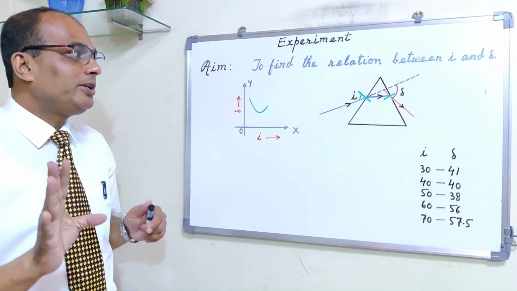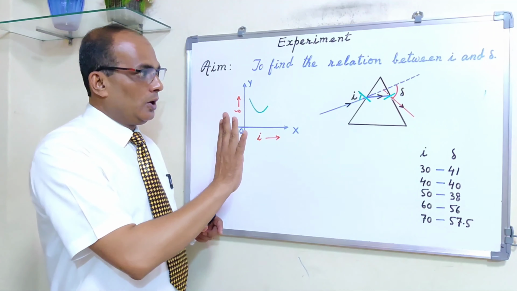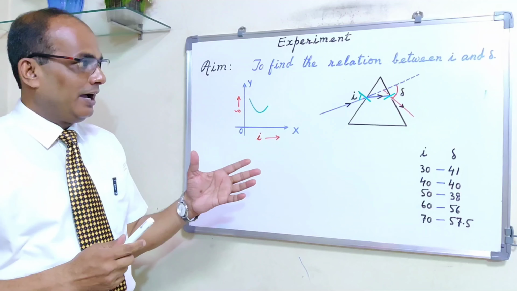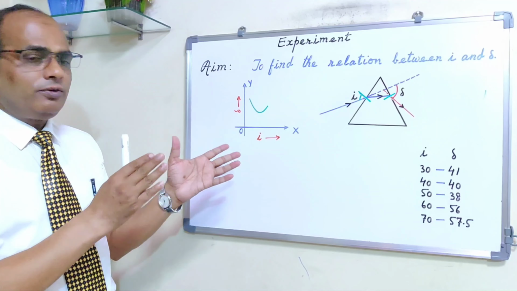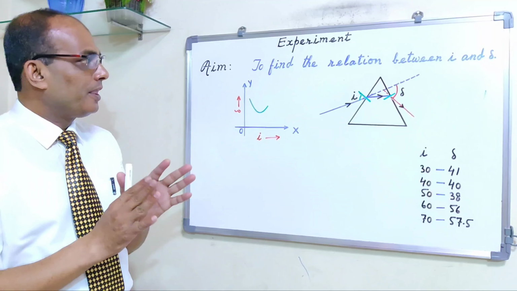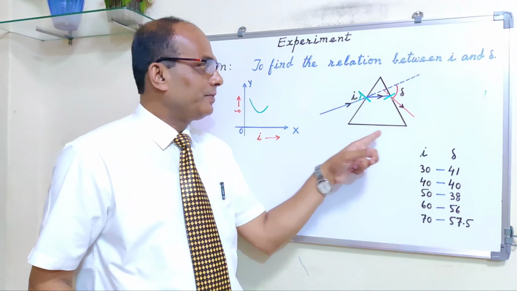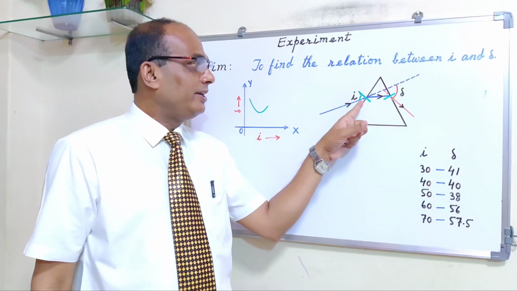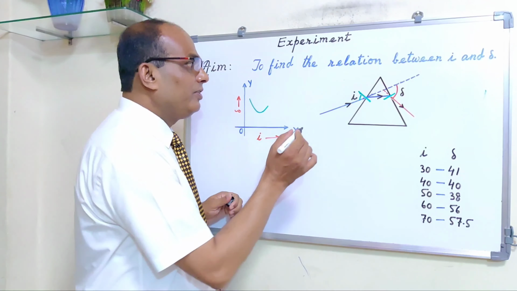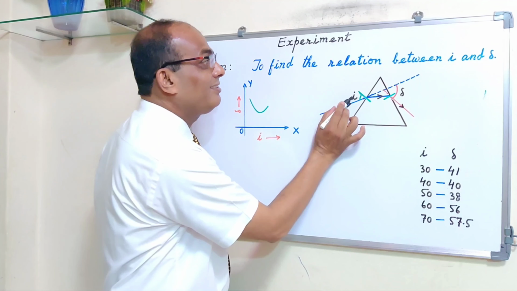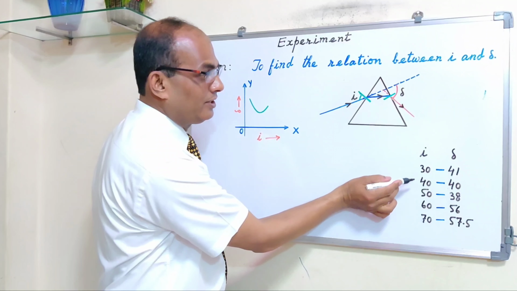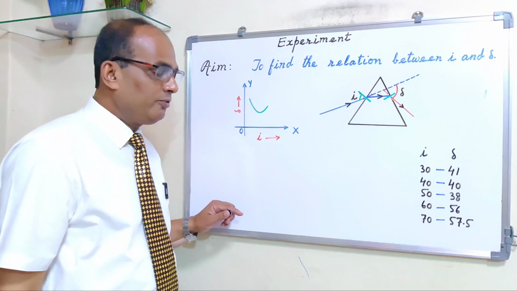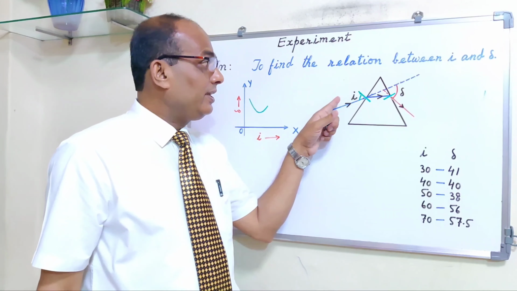But before that, let me tell you what is angle of deviation delta, what is I, and what are we going to do actually. Now see, this is a prism. One incident ray we have taken. Angle of incidence I am showing here. This I'll be taking 30, 40, 50, 60, 70, like that. Different values of I.